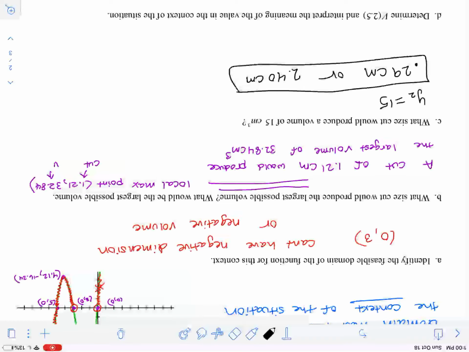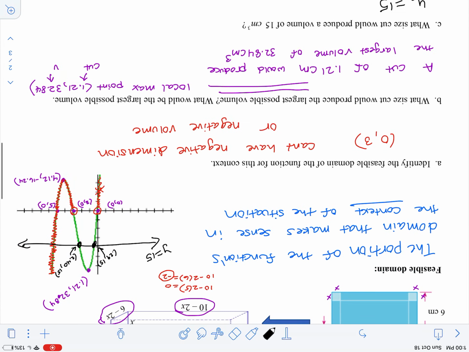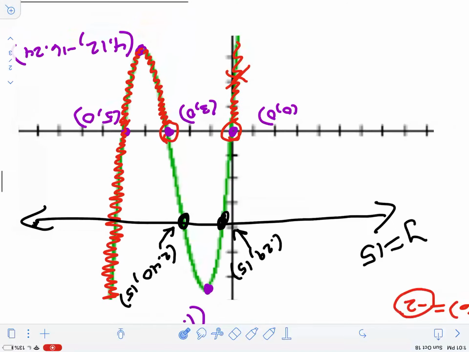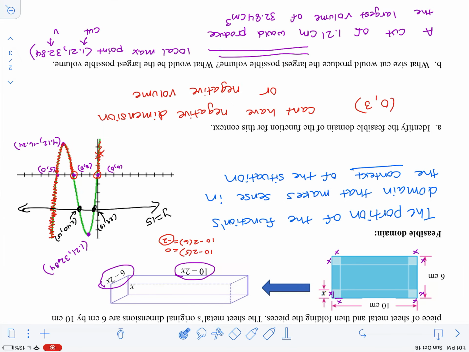Now, there is this third intersection point here, right? It's right here. However, this is not part of my feasible domain, right? So that part doesn't make sense. So I'm not going to spend my time on my calculator finding this ordered pair because it's clearly on this part of the function that doesn't make sense in the context of our situation. So we only have two spots that actually make sense.